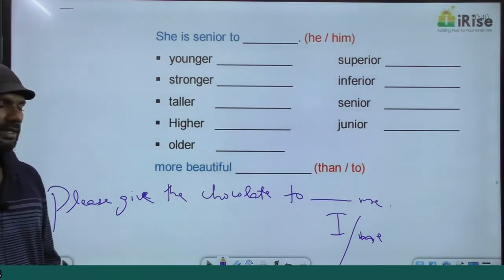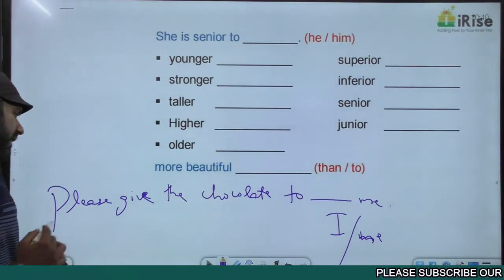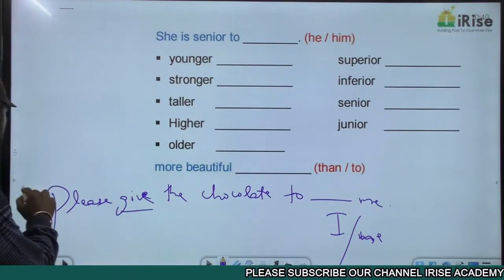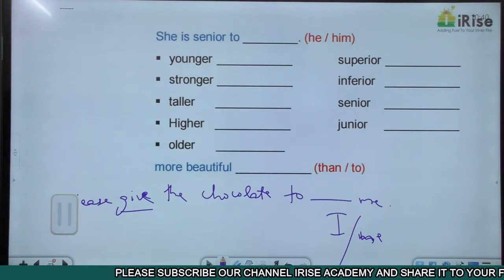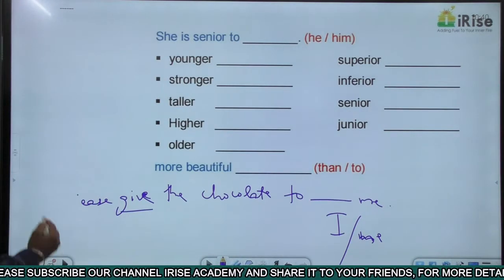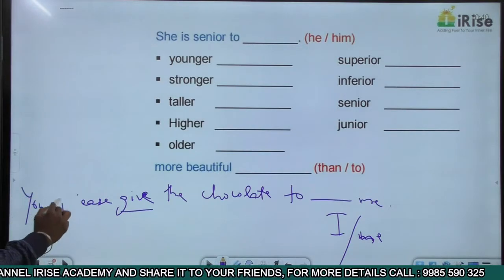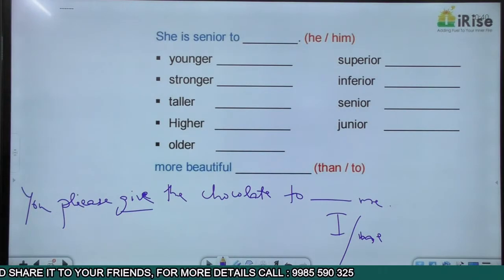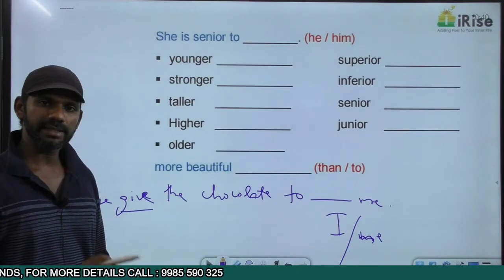Please give the chocolate to you too. This sentence is in the active voice. If I say please in the sense like you please, please come means you please come. You please give the chocolate to dash to. The sentence is in the active voice.